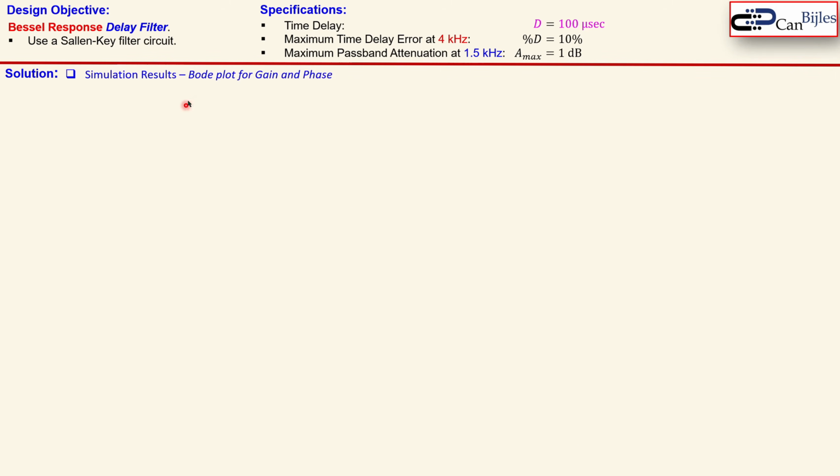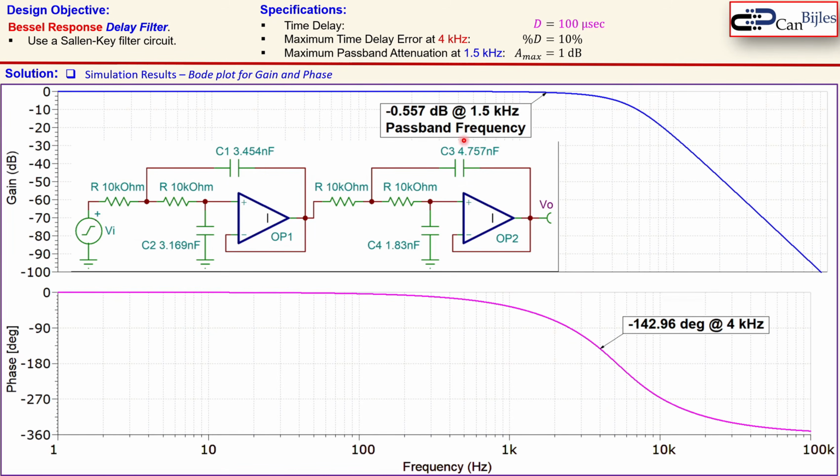Okay, let's now look at the Bode plot for the gain and the phase of our design and verify our calculations. Let's start first with 1.5 kilohertz. Here you see there is a gain of minus 0.557 dB. It was allowed a maximum of 1 dB, so this is indeed as we wanted, lower than the maximum allowed, and that's perfect. You see also the phase here at 4 kilohertz, which is minus 142.96 degrees. This specification we need to look at in more detail to verify the time delay in that circuit, so we will see that shortly.